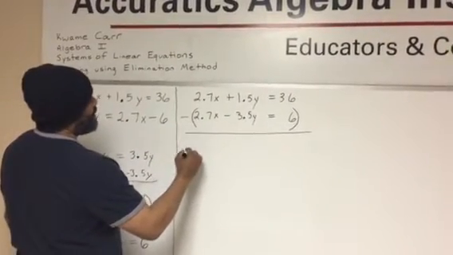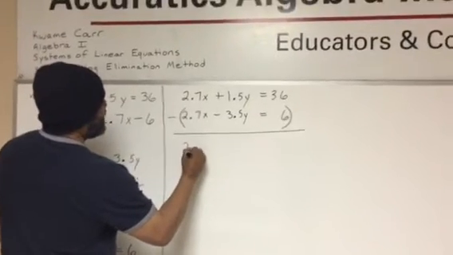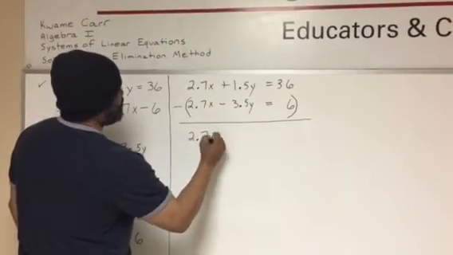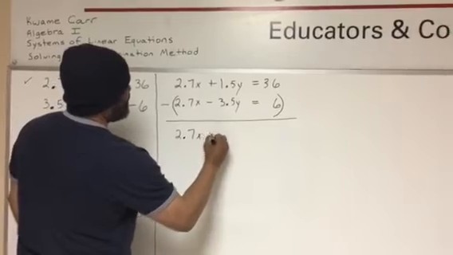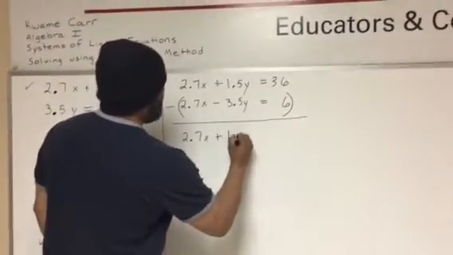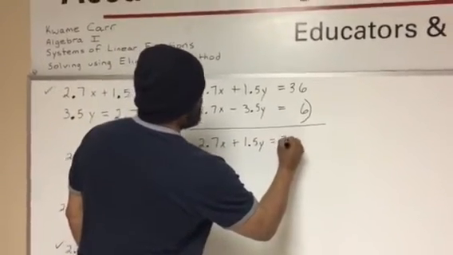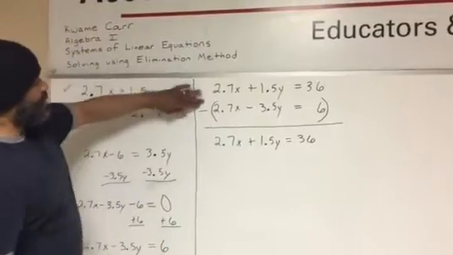I'm going to actually rewrite this whole thing again. Think about math, you can't be lazy. Sometimes when you're lazy, you mess the problem up. So I'm just going to copy this all again. 2 7/10 x plus 1 5/10 y equals 36. Now I'm going to do this part.